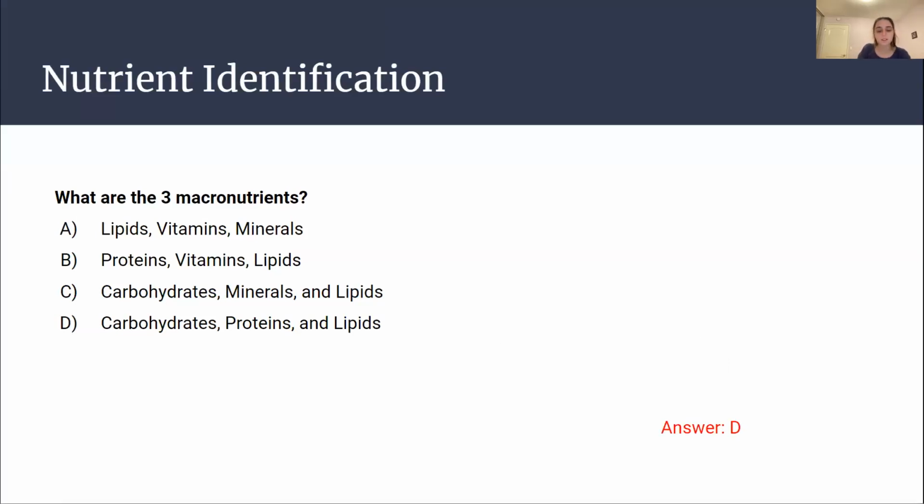Okay, yes, so the answer is D. So carbohydrates, proteins, and lipids are our 3 macronutrients. The reason why A, B, and C are incorrect is because they contain answers like the minerals and the vitamins. Minerals and vitamins are known as the micronutrients. And basically the difference between the two is that we need large amounts, macro means large, we need large amounts of carbs, proteins, and fats. We don't need large amounts of vitamins and minerals. So that's the main difference.